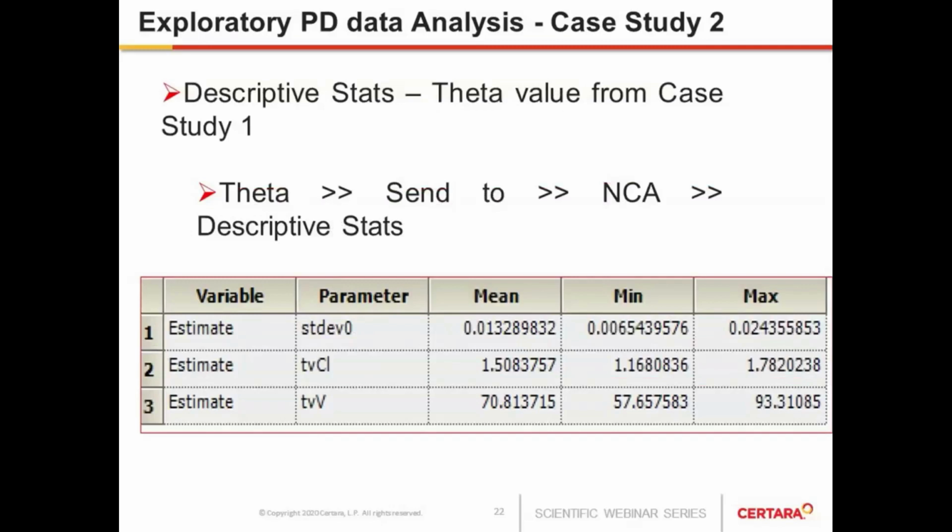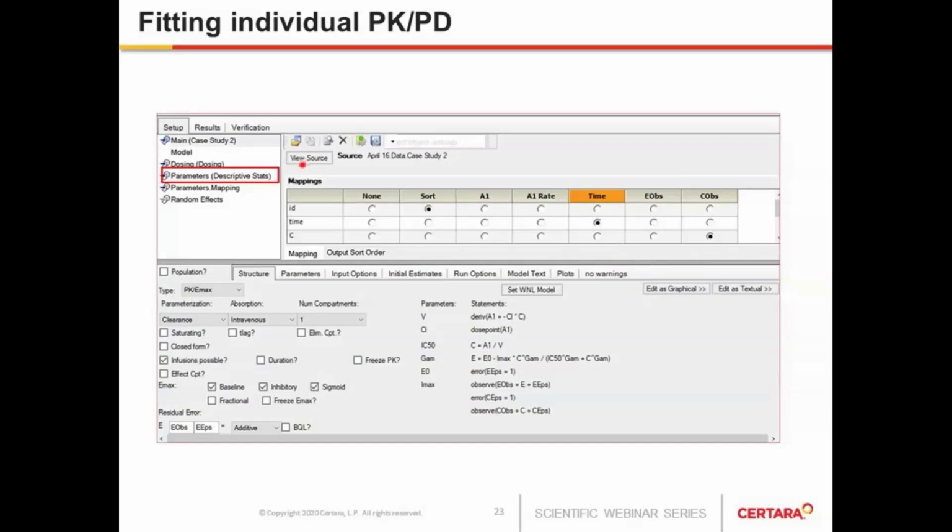value. The descriptive statistics can be seen under the option send to NCA and descriptive stats. It's pretty straightforward. And then I'm going to map my parameter tab with my descriptive statistics, where I have time and descriptive stat, where I'll be having an option for min and max as a bound for my PK study.